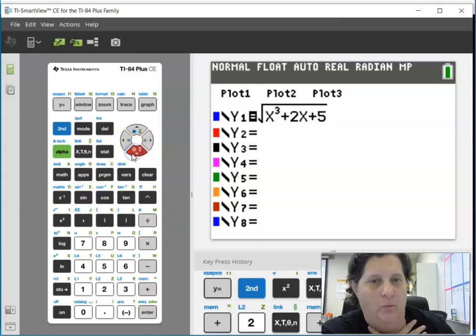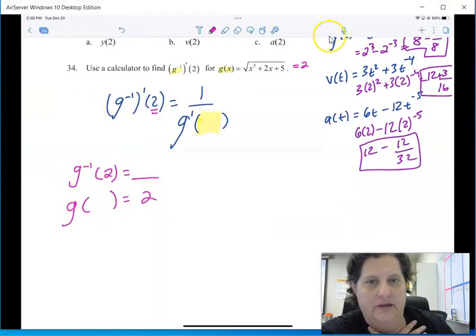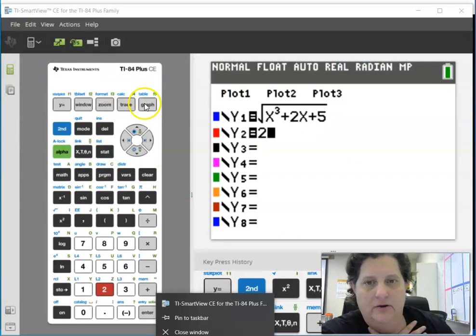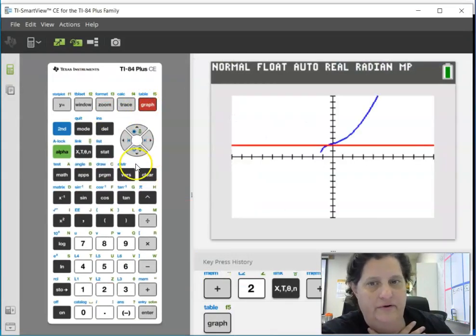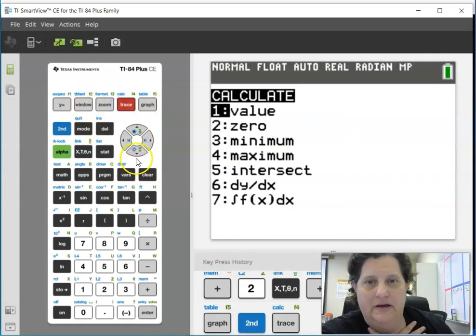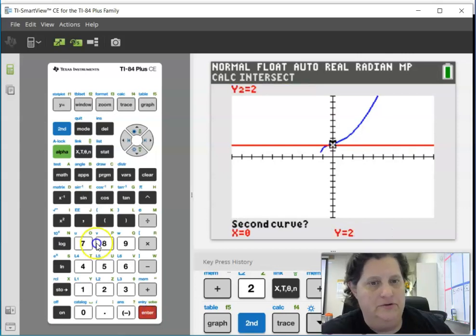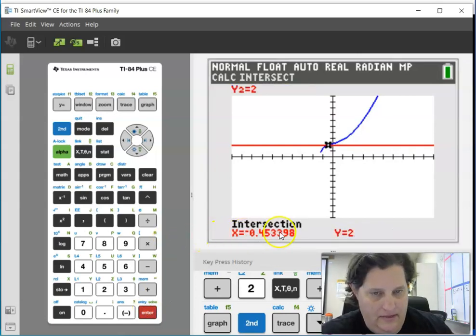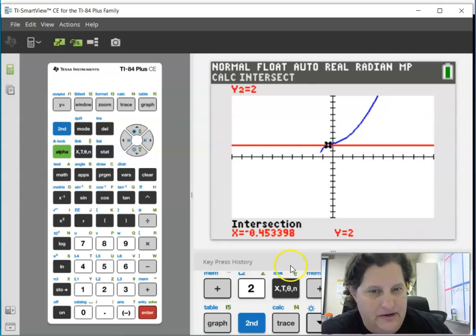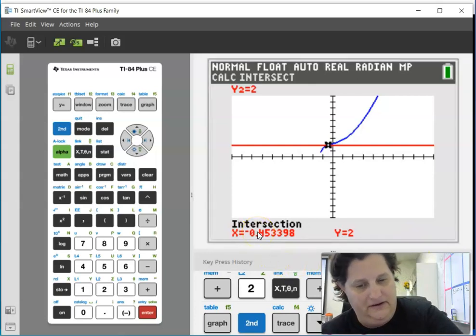And I'm actually going to put in y2, I'm just going to put the line 2, because again, that's how I know that these are going to be equal. I want to know where that equals 2 to get this like point right here, okay? Let's go ahead and graph this. Ooh, fun. And I can probably do this by calculating an intersect point, I'm thinking. Okay, and I just go first curve, second curve, guess. And there's my intersection.